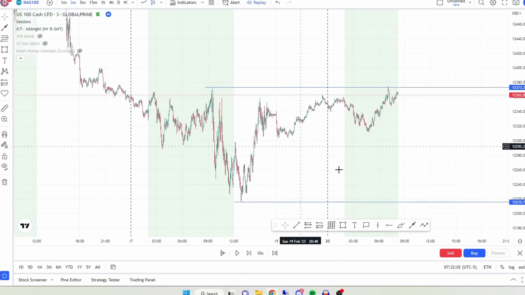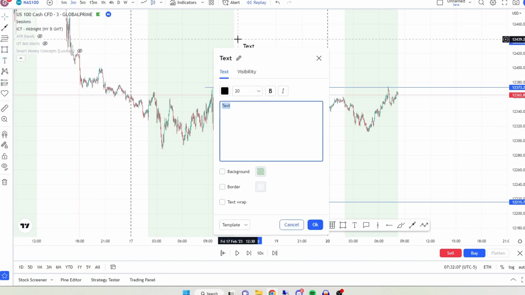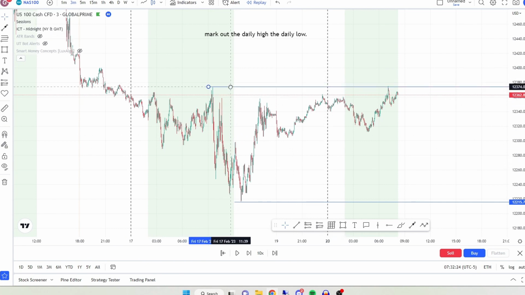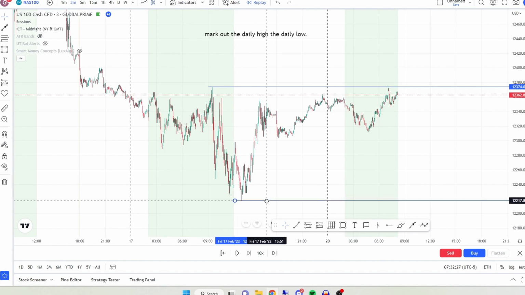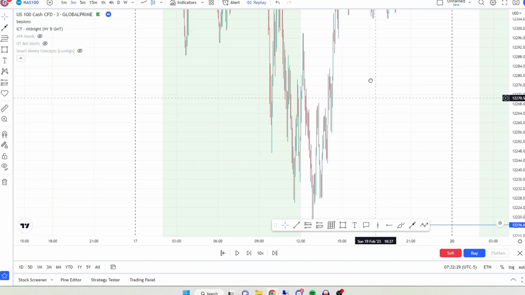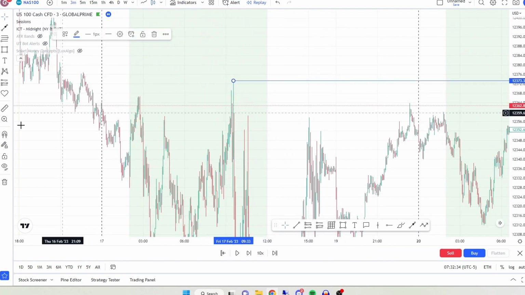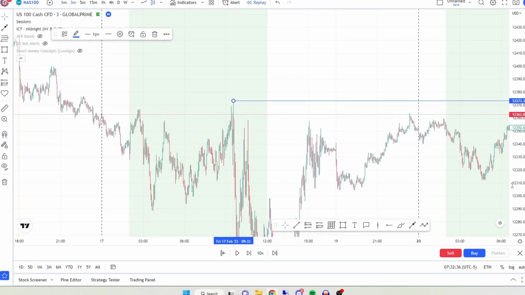Now, the first thing that you need to do to trade the strategy is you need to mark out the daily high and the daily low. So that is your step one. Now, how do we do that? We simply look between these two lines where the day starts and ends, and we look for the highest point here and the lowest point, which is here. Mark them out specifically, as accurately as you can. It helps sometimes to have this magnet feature on, but I don't like having it on.